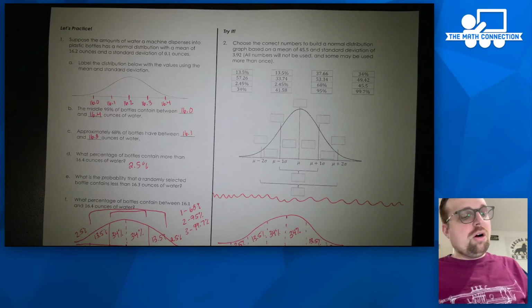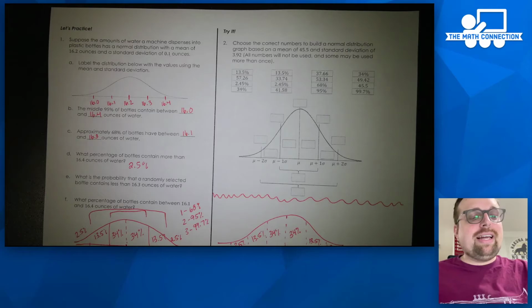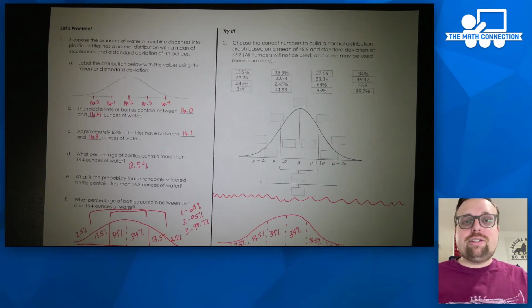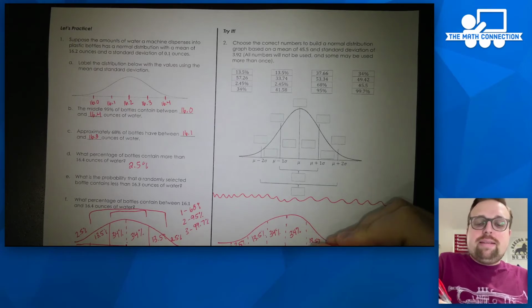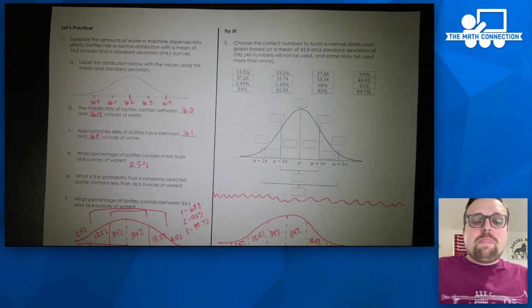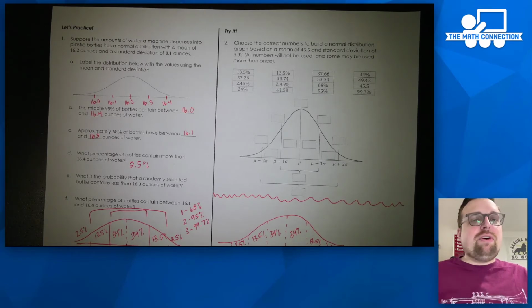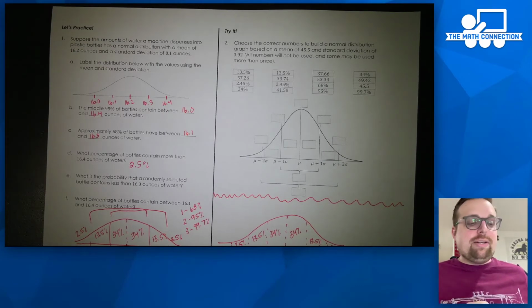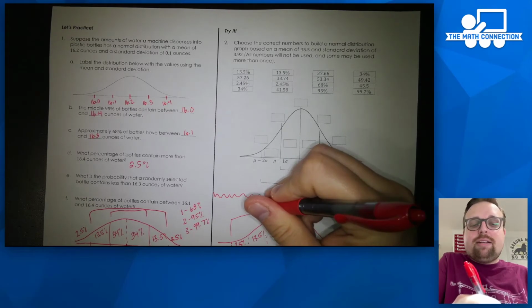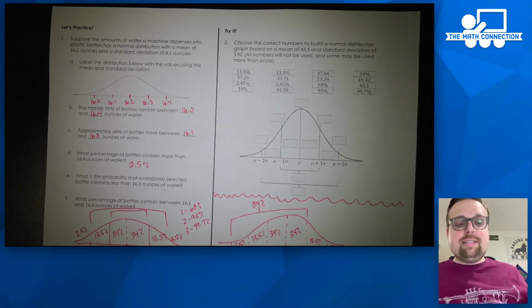They want to know what's the probability that a randomly selected bottle contains less than 16.3 ounces of water. Well, 16.3 ounces of water is one standard deviation above the mean. So we need to take everything up to this point and add that together, because if any of those data points falls in any of these areas here, it would be less than 16.3 ounces. So we need to take 2.5, add 13.5 to that, and add 34 to that, and 34 again. All together, any time that a water bottle fell in this area, that would be 84% of the data, and that would be less than 16.3 ounces.